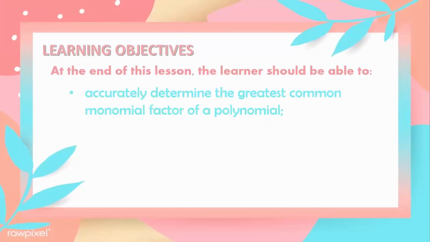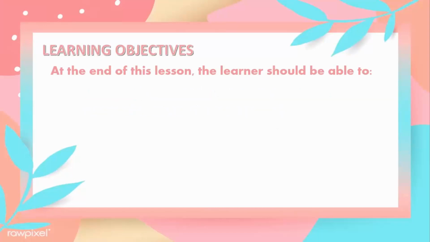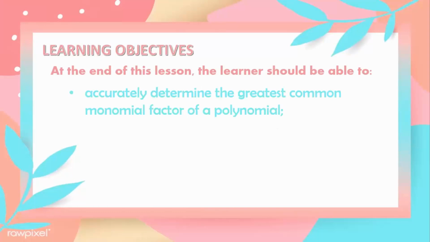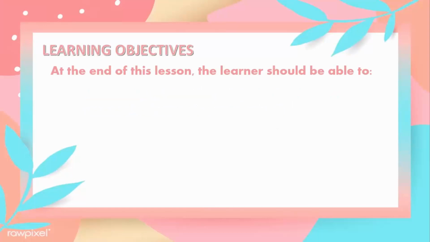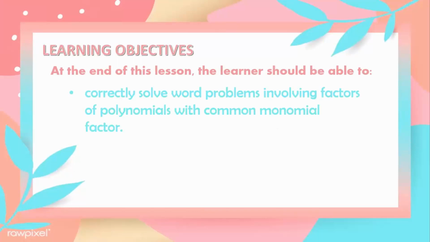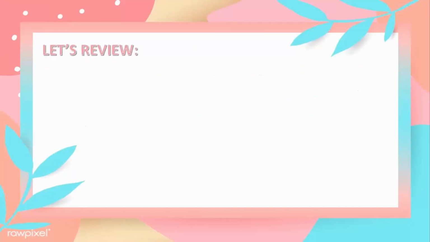Next, what are the learning objectives? At the end of this lesson, the learner should be able to accurately determine the greatest common monomial factor of a polynomial. He or she should also be able to correctly solve word problems involving factors of polynomials with a common monomial factor. Those are the learning objectives for this lesson.